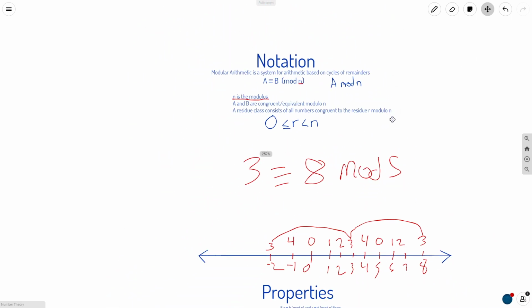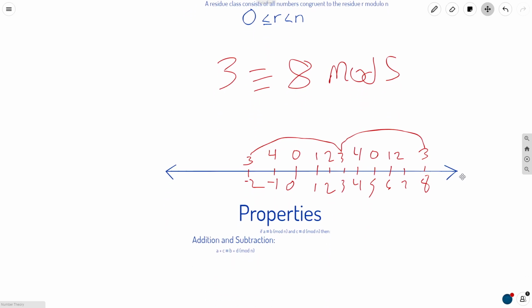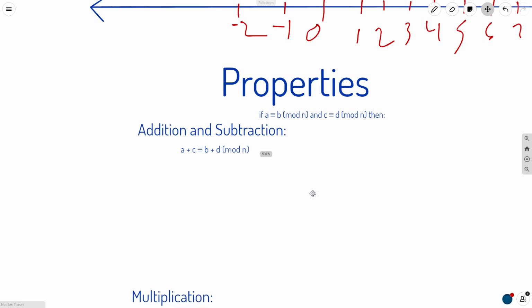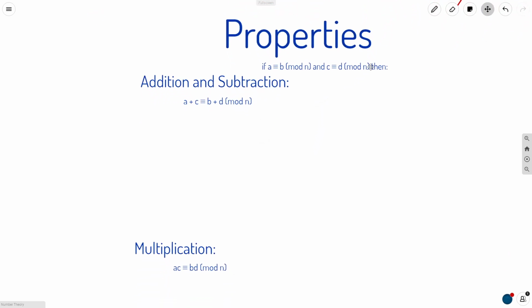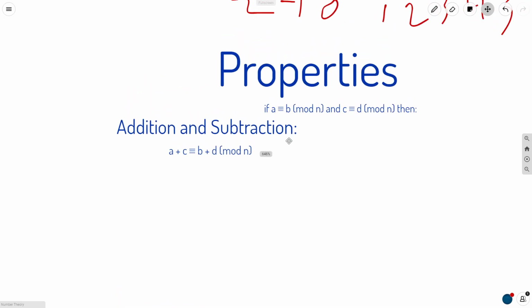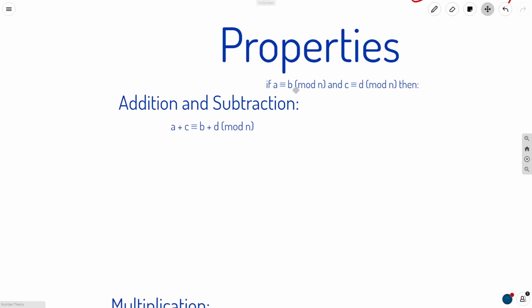So with this, we can move on to its properties, and it may be a little bit different, but for the most part, modular arithmetic is fairly similar to traditional arithmetic, especially in addition, subtraction, multiplication, exponentiation. So let's assume that we have a and b equivalent mod n, and c and d equivalent mod n. So we can then deduce that a plus c is equivalent to b plus d mod n.